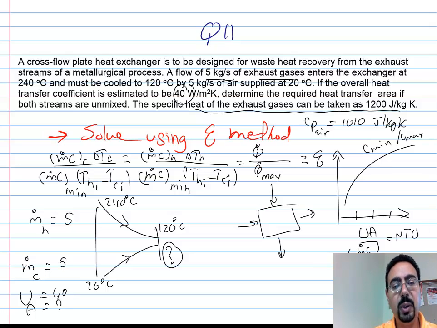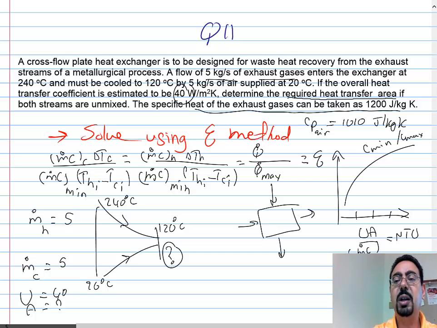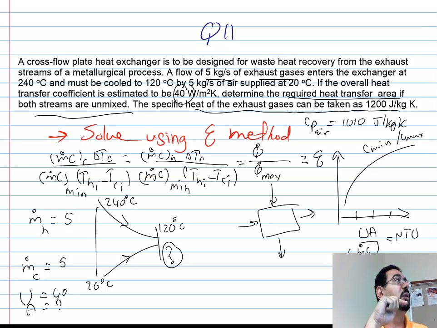Alright, so what's the plan? How can we get the area? And by the way, for that cross flow, he needs to tell us, are they mixed or unmixed? Or one of them is unmixed. So he said the required heat transfer area if both streams are unmixed. So when I open the textbook for cross flow heat exchanger, I will pick the equation that has both fluids unmixed. Which one is that?